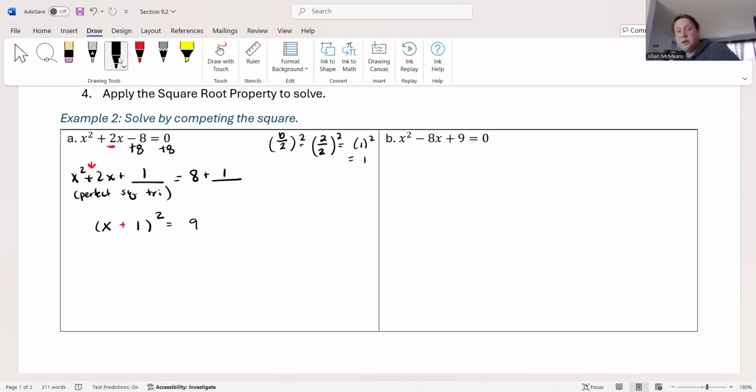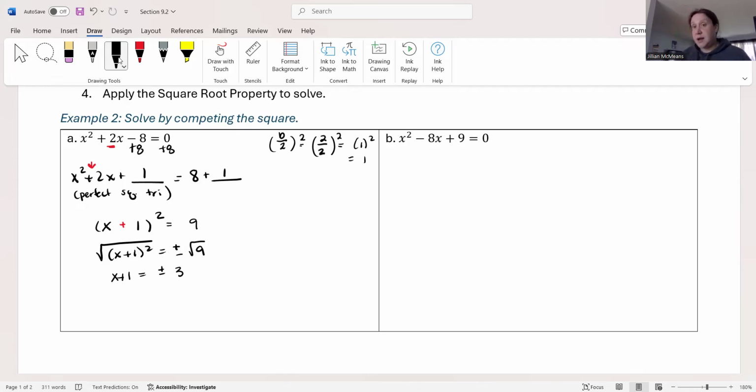And if you go back to the previous worksheet, this is set up perfectly for the square root property. We have the variable isolated in a single squared term equaling a constant. So we want to take the square root of both sides. So the square root of x plus 1 squared equals plus or minus. Remember that from the square root property? So we want plus or minus the square root of 9. Well, the square root of x plus 1 squared, the square root and the exponent of 2 just unravel each other. So we're left with just x plus 1 equals plus or minus 3. Square root of 9 is just 3.